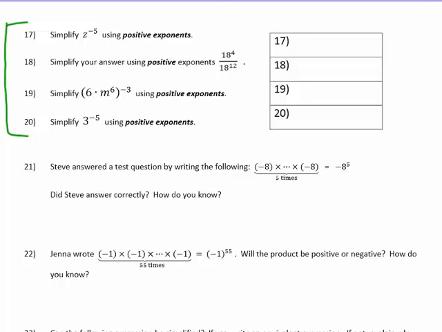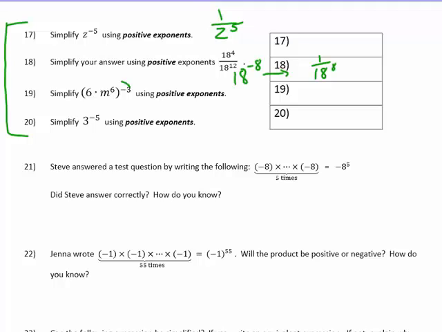So z to the negative 5th tells me I have to turn it into a fraction, and that makes the exponent positive. For number 18, I'm going to subtract my exponents first because it's a division. 18 to the 4 minus 12 is negative 8, which means then I'm actually going to put this one over here, would be 1 over 18 to the 8th, right? Because we want it as a positive exponent.